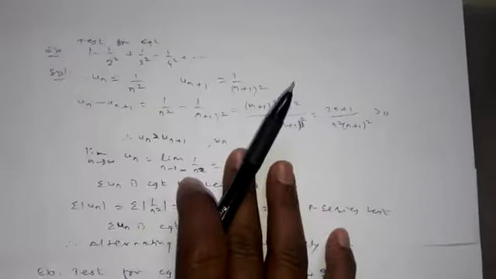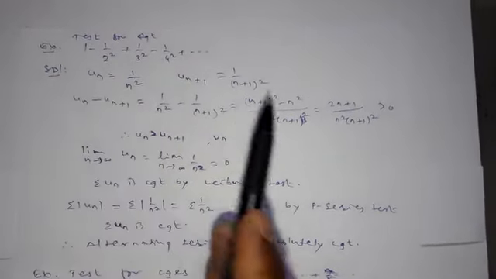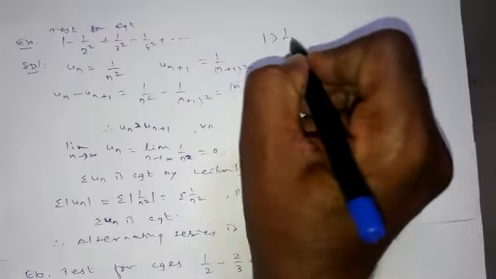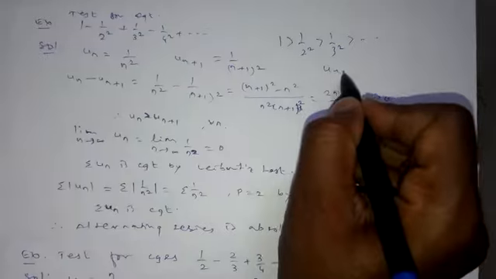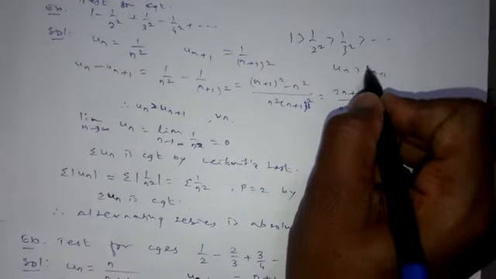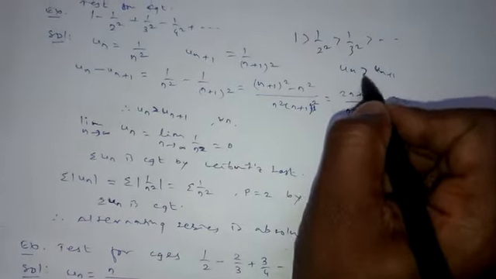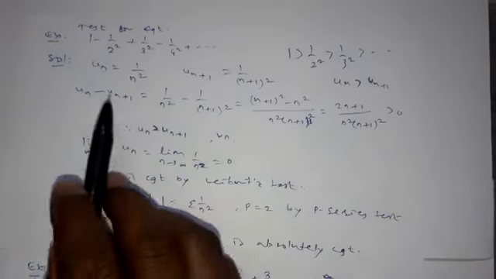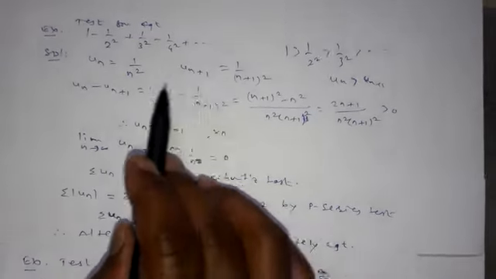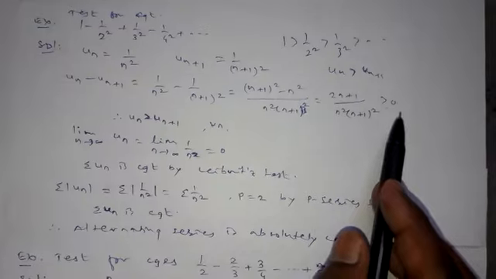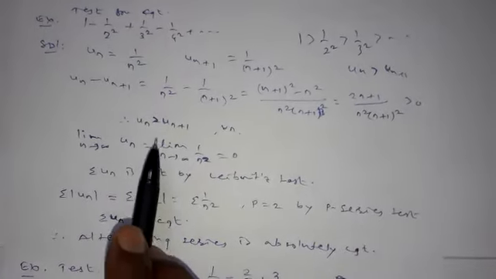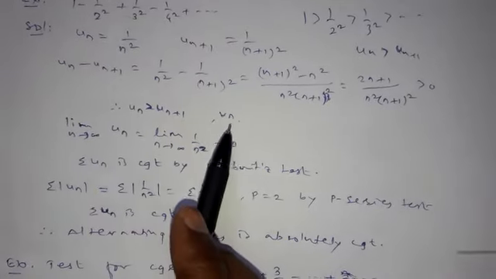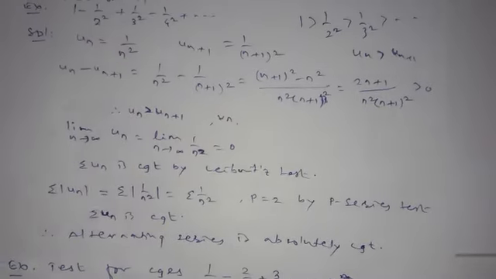So again I can see that 1 is greater than 1 by 2 square, it is greater than 1 by 3 square, it is greater than dot dot dot. Un is greater than un plus 1, clearly. Or you may take un minus un plus 1. If I simplify this, I get greater than 0, whatever the term. Therefore, un is greater than un plus 1 for all n. First condition is satisfied. Now take the limit.